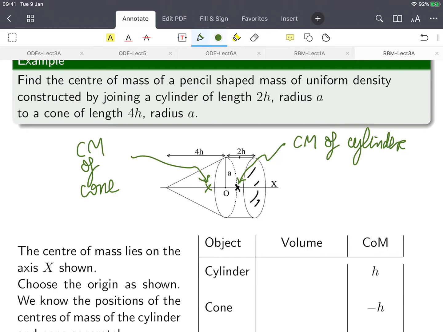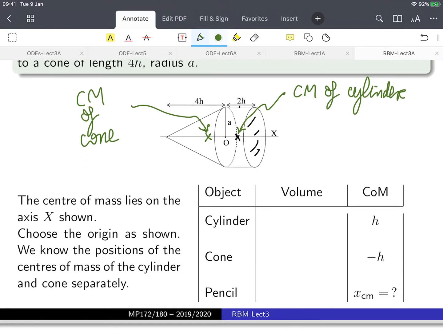So we know the position of the two centers of mass. We're going to find the position of the entire thing. Not too bad. We just need R1, R2, and then we need M1, M2 and M, the total mass. We don't know it, but we could figure it out from the mass density.